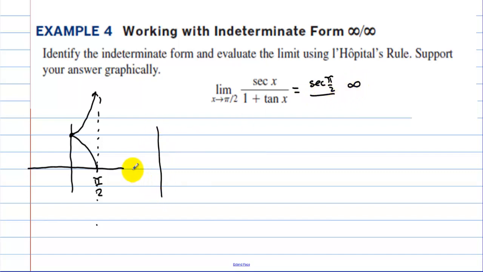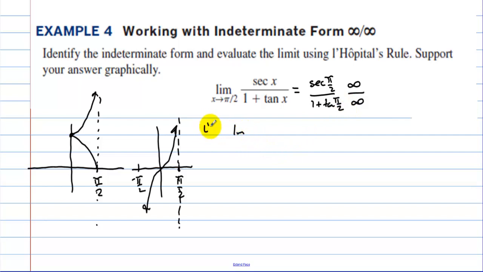Let's look at the graph of tangent. Tangent goes from negative pi over 2 to pi over 2, and it looks like this. And we also have asymptotes at pi over 2. Now that's shooting up to infinity also. So really we have 1 plus tangent of pi over 2. That's also, well, it's infinity plus 1. It's still infinity.